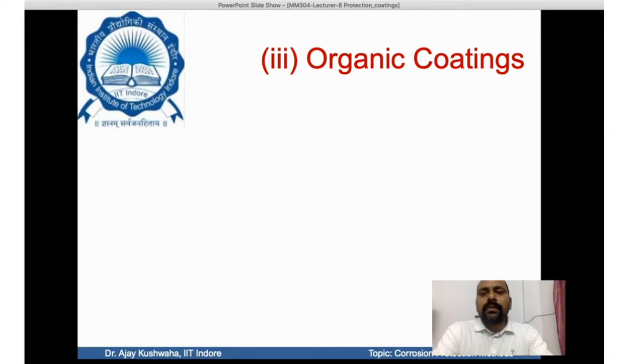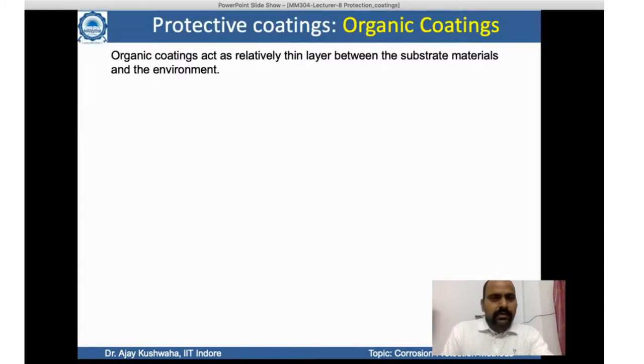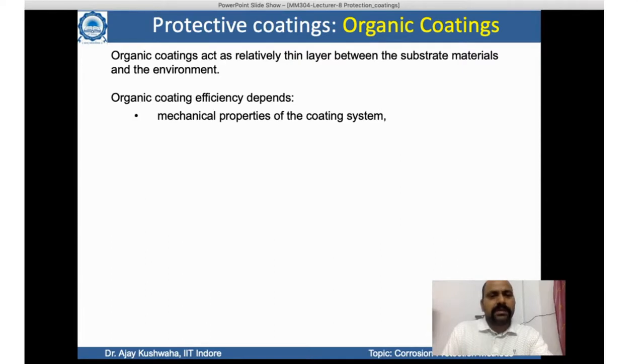Now we are moving to the organic coatings, which is more about what we call paint, or mixed organic and inorganic hybrid kinds of coatings. Organic coating acts as a relatively thin layer between the substrate material and the environment. And organic coating efficiency depends on the following parameters. Number one is the mechanical property of the coating system, like how we are coating and what kind of mechanical property is there.